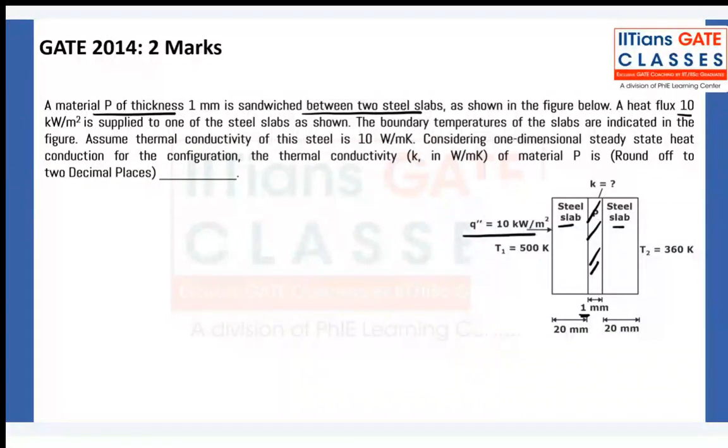The boundary temperatures of the slabs are indicated in the figure. So here we have T1, here we have T2. Assume thermal conductivity of steel, so this K is equal to 10. They are saying steel, so both are steel slabs. Considering one dimensional steady state heat conduction for the configuration. Steady state means same heat transfer is happening all through the body. The thermal conductivity of P, now this Kp I need to find out.